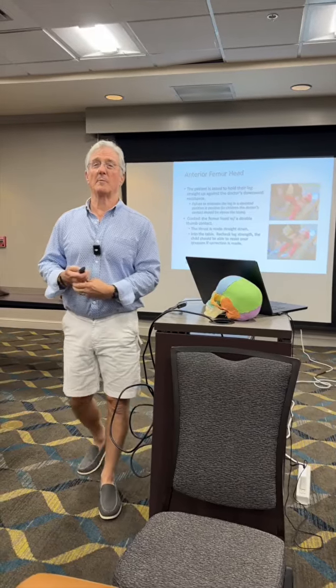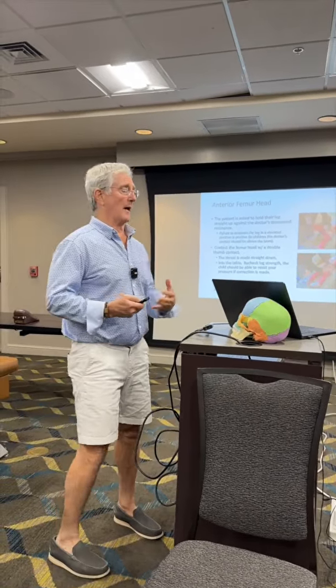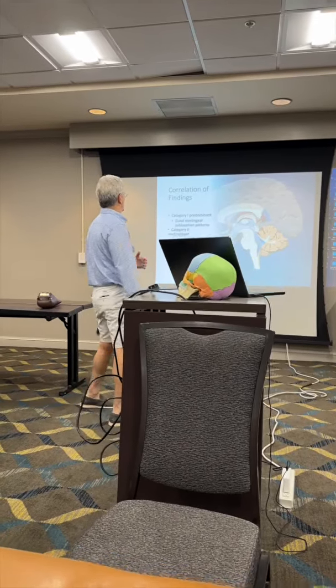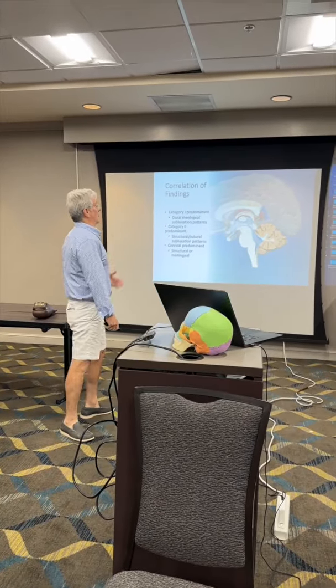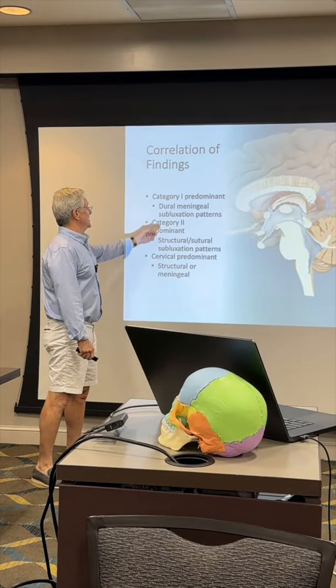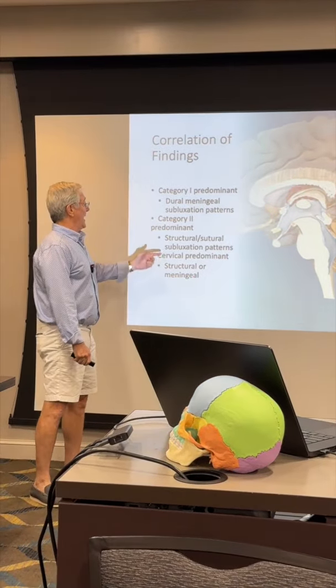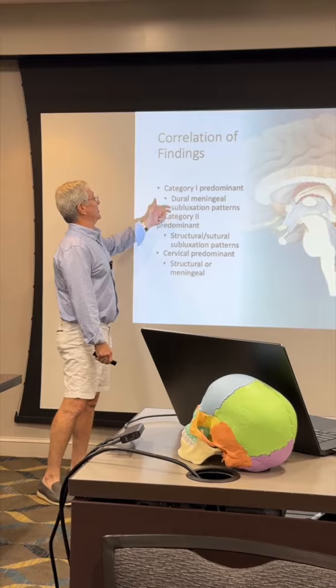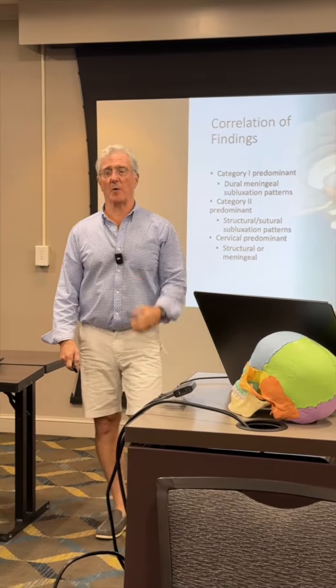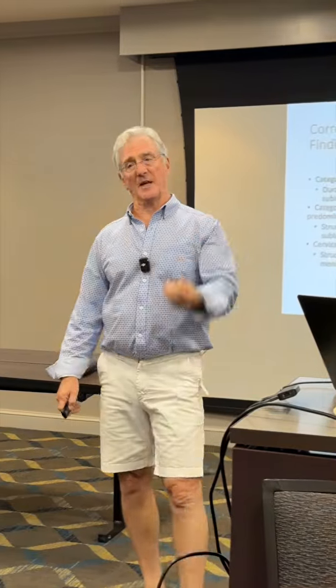So what we want to be able to do here is take what we have and put it in a codified way so that you can use it. For example, what we're looking for are these things. Is it a meningeal subluxation pattern? Is it a structural subluxation pattern? And is it cervical predominant, structural dominant, or basically primary respiratory mechanism? We want to determine that. Then we want to determine if it's an ascending or descending pattern. Those are the only things we really need to know to start the process of making the adjustment.